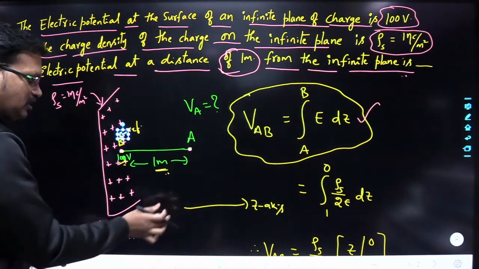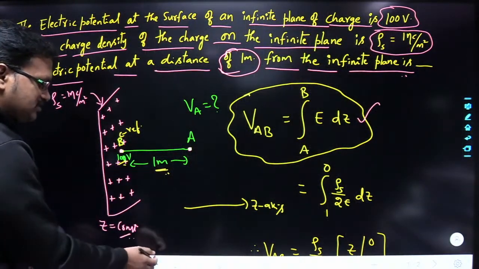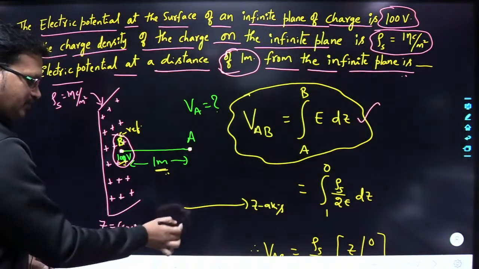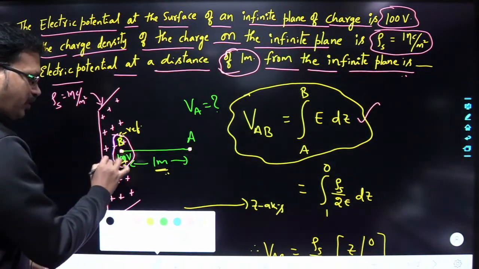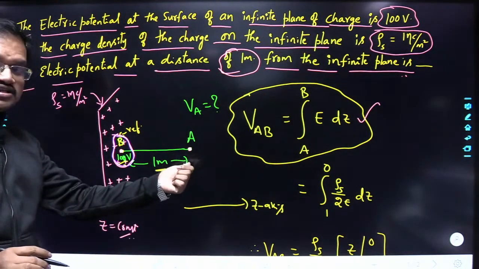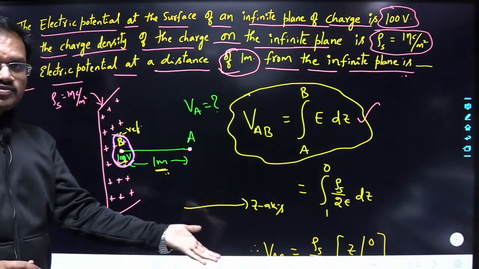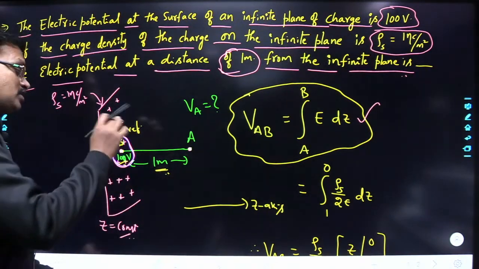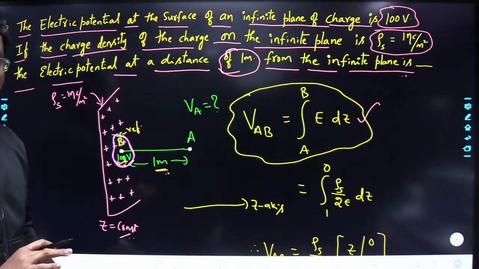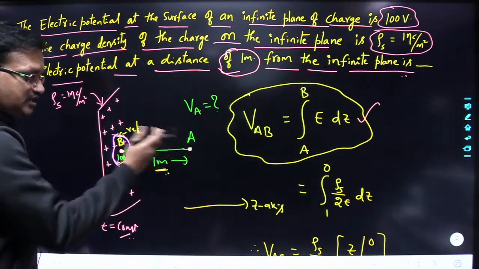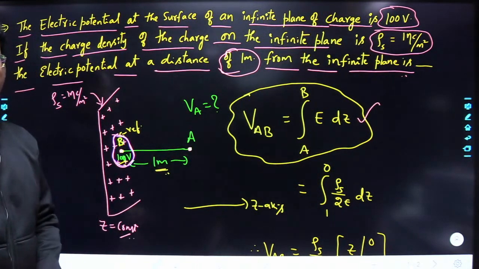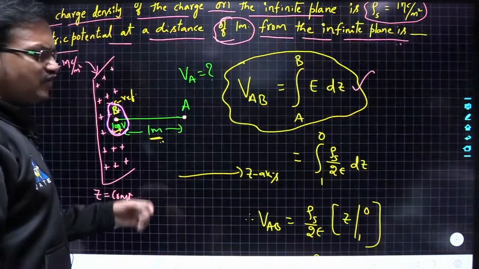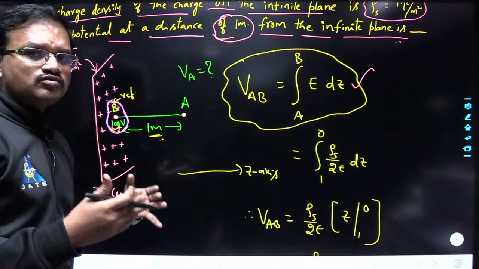Now here I know this potential, and hence I am considering this as the reference point, because I want to determine the potential at A with respect to some other reference point. That reference point I have taken here as B, because I know the potential at this reference point. Understood? So if I know this one, then I can easily determine the potential at A. Yes or no here?